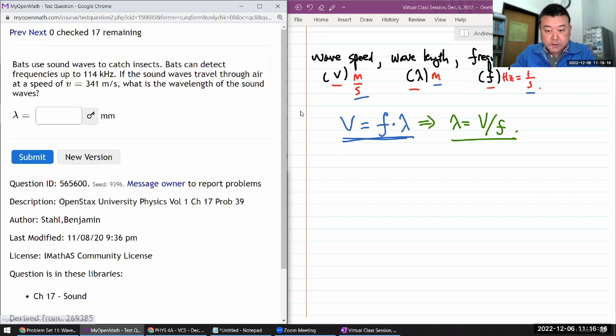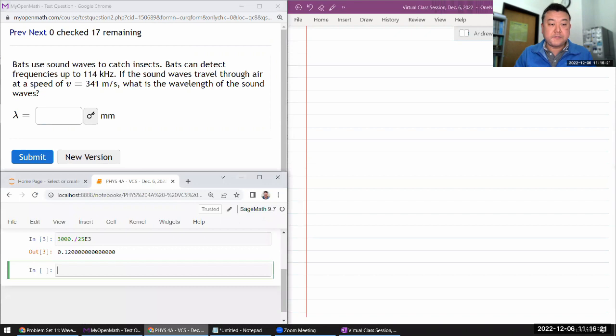Okay, last question. It says, bats use sound waves to catch insects. Bats can detect frequencies up to, that's pretty high, 114 kilohertz. What that high frequency will let them do is have a greater spatial resolution, which is a physics 4 topic. You'll see it in physics 4. If the sound waves travel through air at a given speed, what is the wavelength of the sound waves?